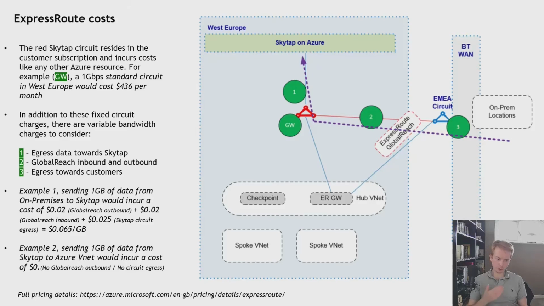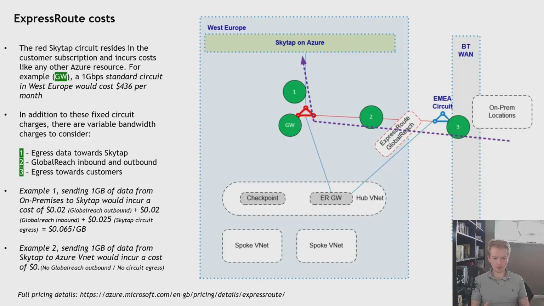Okay, so we've understood the customer's existing network. We've explained to the customer how Skytap is a little bit different, how we use ExpressRoute and ExpressRoute GlobalReach as our tools in the tool bag to get them talking to Skytap from on-prem and in Azure. The security strategy has been agreed. So let's talk a little bit about pricing implications.